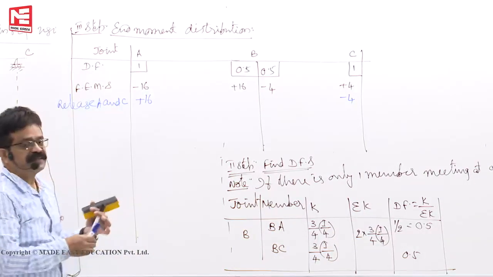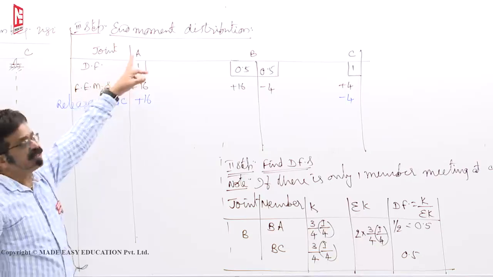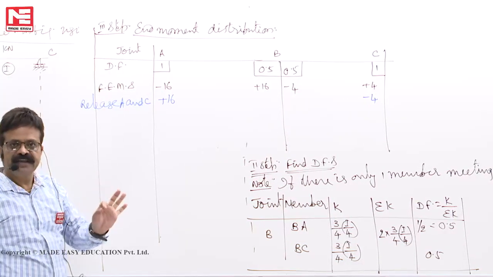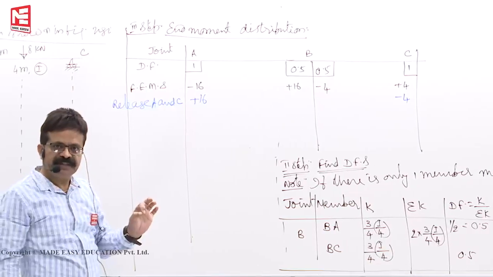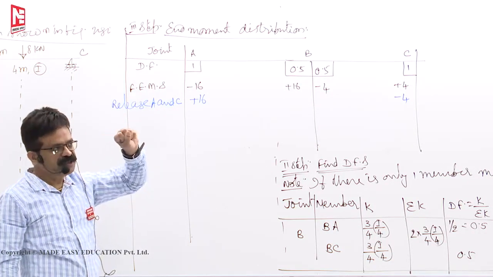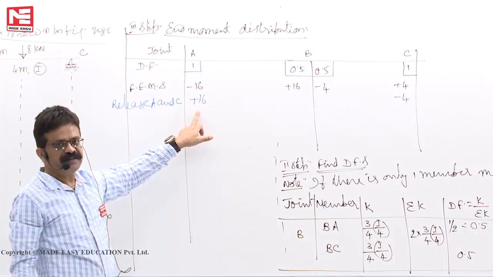Now you see, they are not fixed supports. They are only at A, fixed support we have shown, but actually fixed support is not there. It is only a symbolic representation of fixing or locking the joints. But now you unlock the joint. So plus 16 you applied.